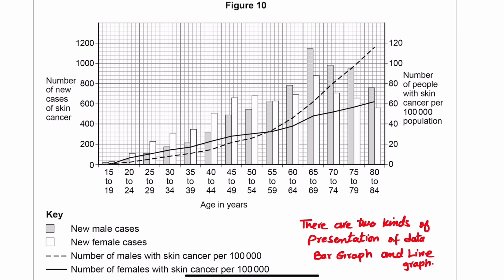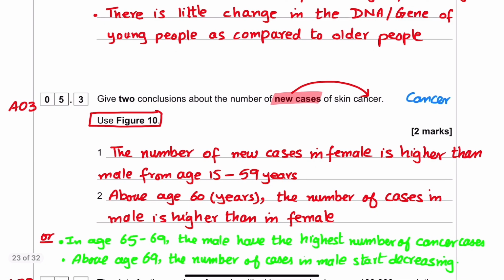Let's see the model answer. The model answer from figure number 10 is: the number of new cases in females is higher than males from age 15 to 59. Above age 60, the number of cases in males is higher than in females.